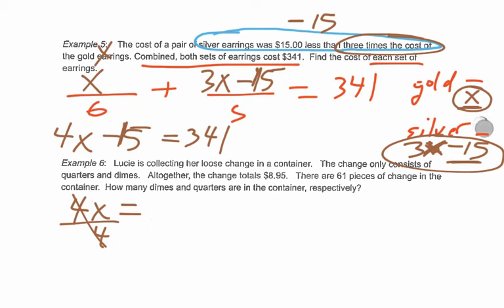It happens. But now we add 15 to both sides, right? So we get 356. Now we can divide that by 4.